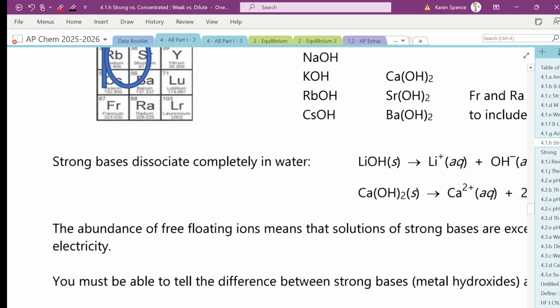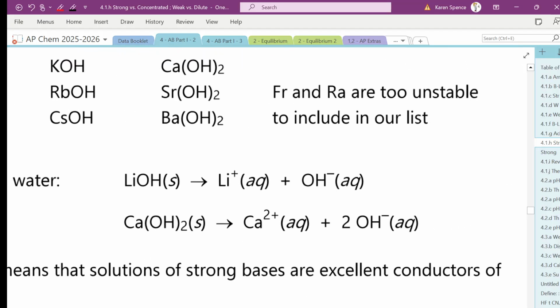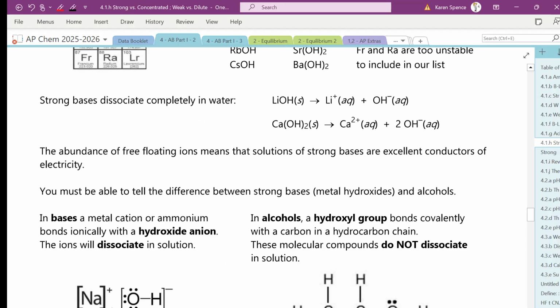Strong bases dissociate completely in water. LiOH gives Li+ and OH-. Ca(OH)2 gives Ca2+ and 2OH-. The abundance of free-floating ions means they are excellent conductors of electricity.